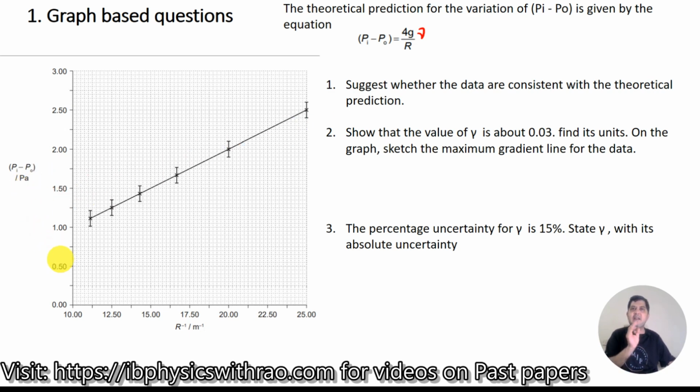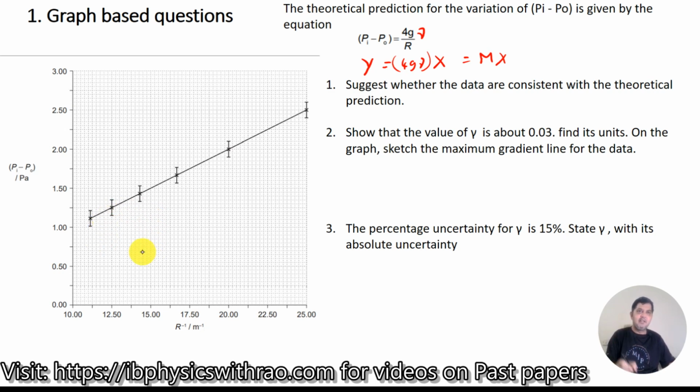Whenever a graph is given and an equation is given, first try to put it in terms of y and x. What is y? Y is the y axis here, so put this y here. Y is equal to 4g gamma by r. Take 4g gamma as constant, and 1 by r is nothing but x. What is seen here? Y is equal to m into x. Now actually this should be related to y equal to mx plus c, but it's getting something like y equal to mx.